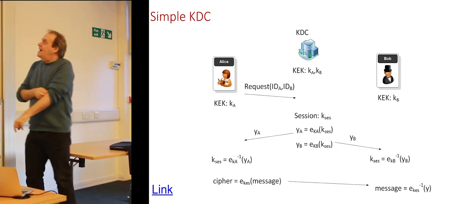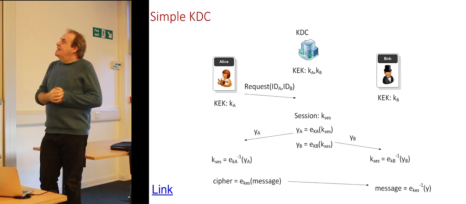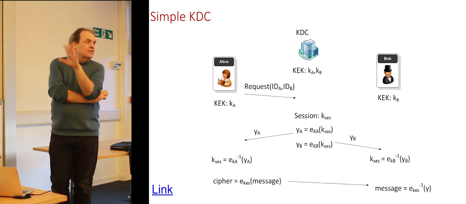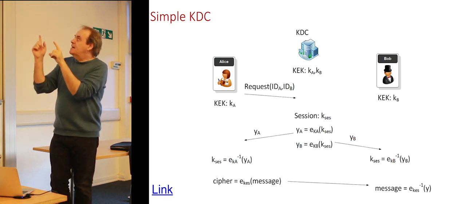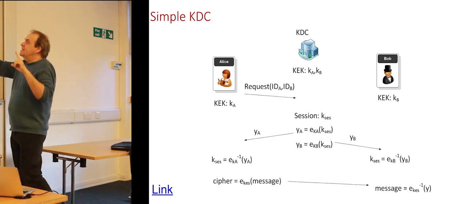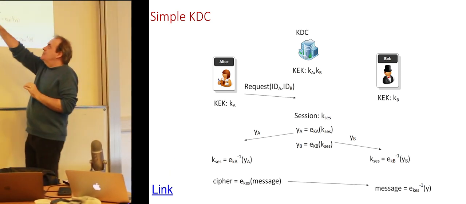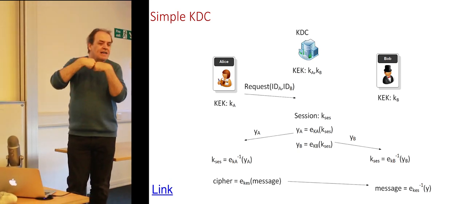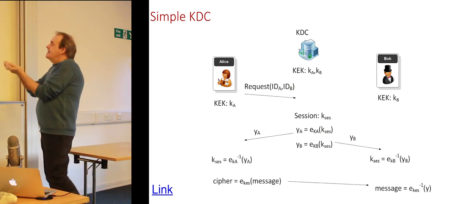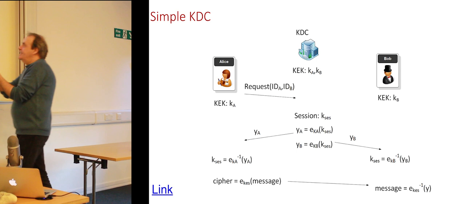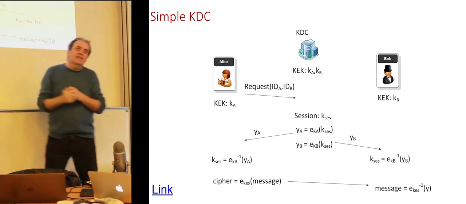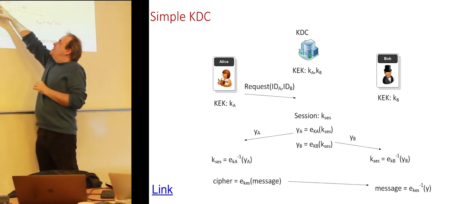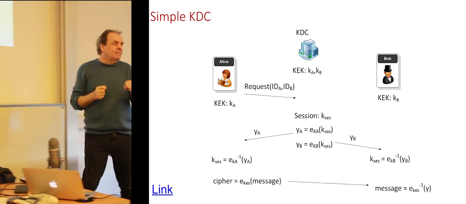Okay, so this is basically what happens here. Alice registers her long-term key, and Bob registers his long-term key with the KDC, the Key Distribution Centre. Then when Alice wants to speak to Bob, she passes her ID, maybe her email address, and Bob's email address, and then the KDC looks up the keys. The KDC then creates a session key, which is random.